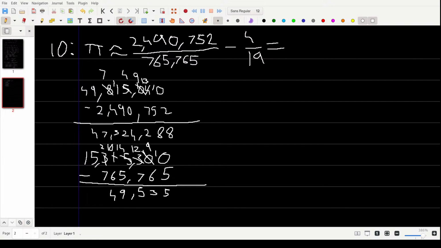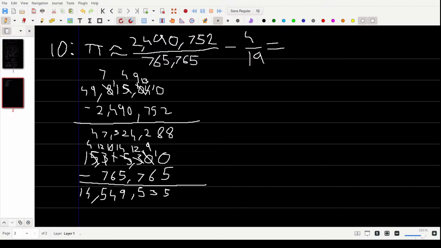I don't like this, bro. This is hell. We have to borrow again. 4. This is 4. That's 12. So this is 5. And then this is 14. Is this even right? I don't know. We'll check. Don't want to be wrong and have to start this all over again.